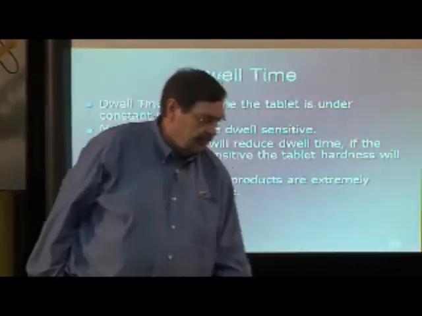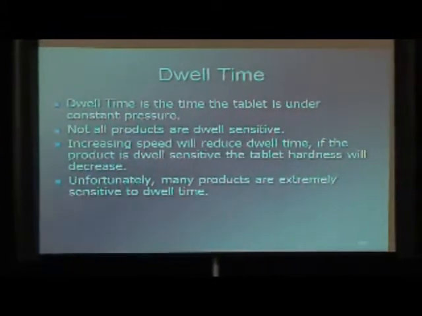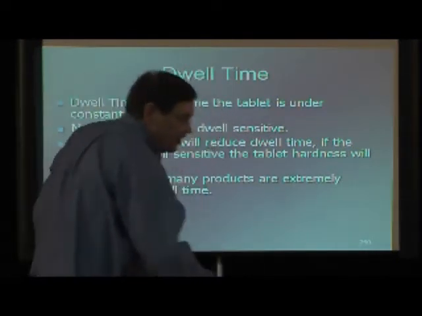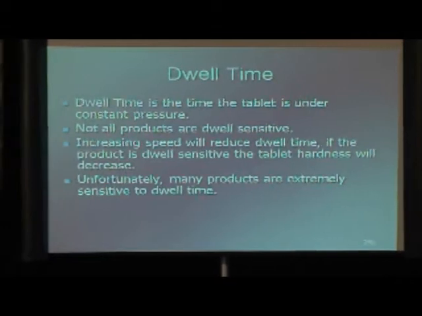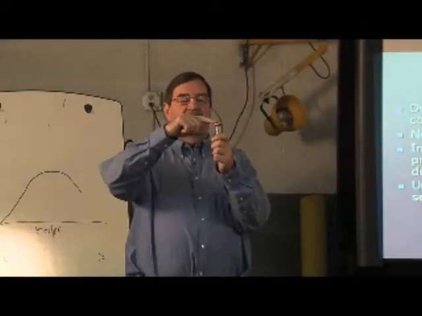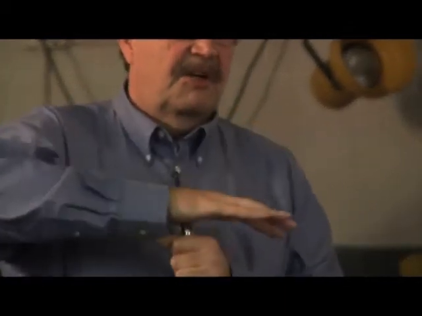Dwell time. What's the definition of dwell time? Right there. Dwell time is defined as constant pressure. So if you look at a tooling head, the punch head, you got a flat area on top. So dwell time is defined as when the compression roll goes across the flat area and applies constant pressure to make the tablet. That's your dwell time.